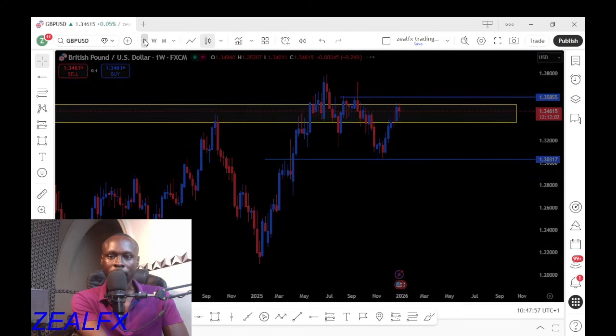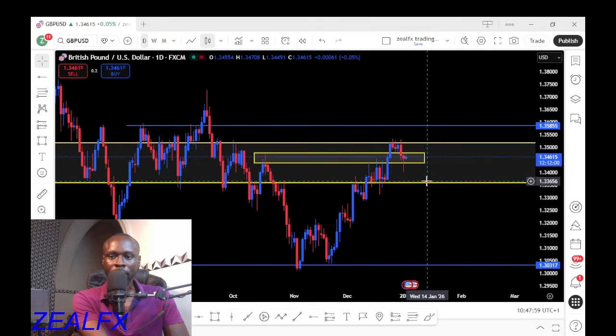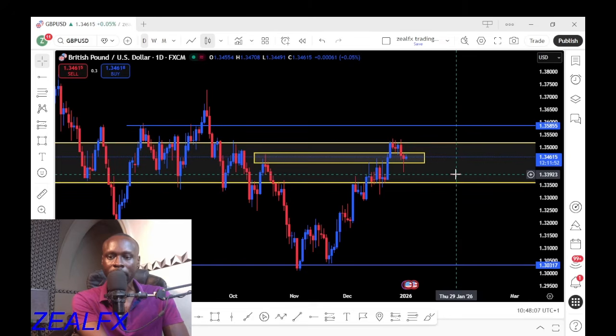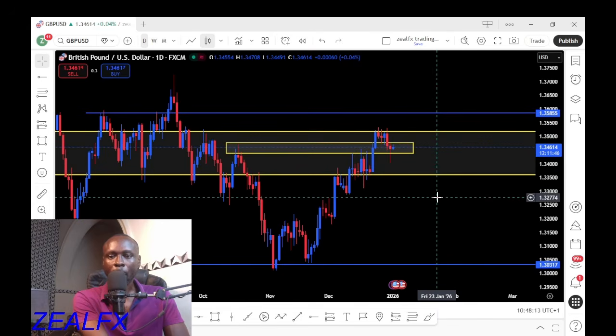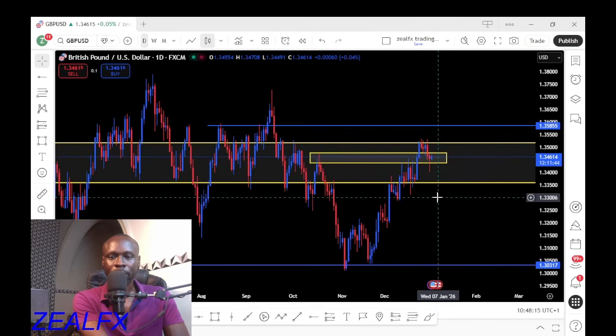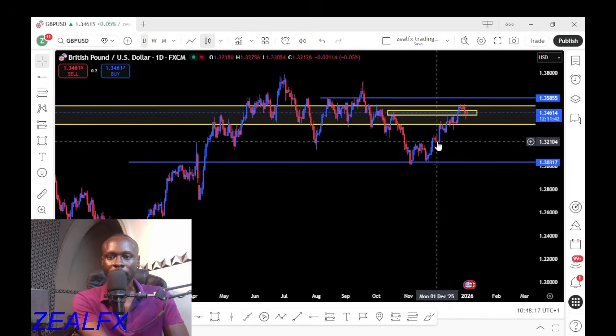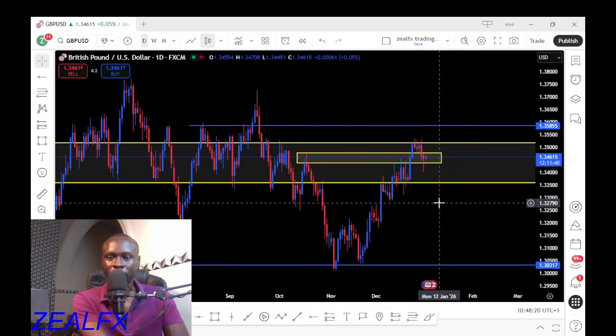So let's go back to our daily chart. On the daily chart, you can see clearly that price is on a resistance level, and on the weekly chart, you can see that price is also on a resistance level. And the major structure on the weekly chart is indicating a bearish trend. So our scenario still stands on a bearish trend, and the major structure on the daily chart is also standing on a bearish trend.